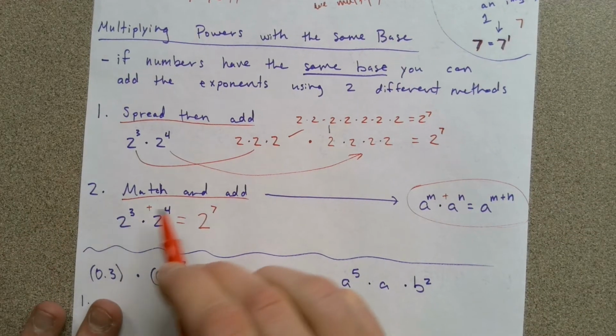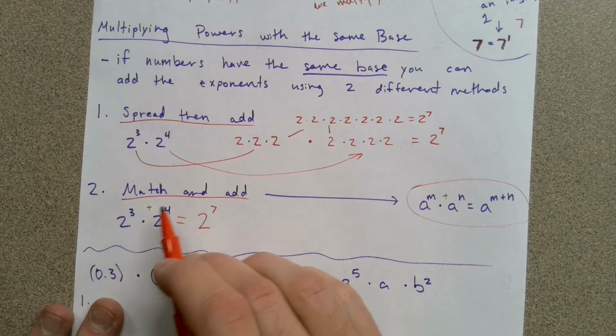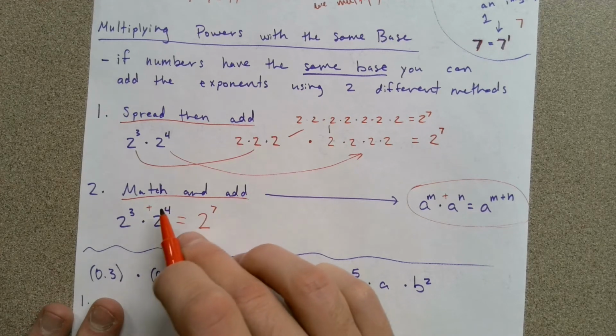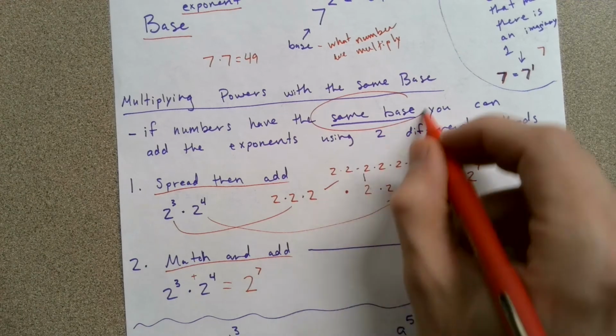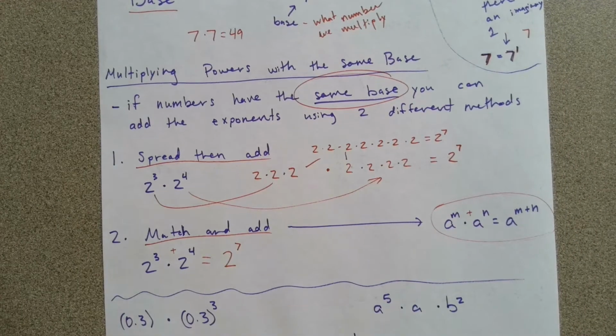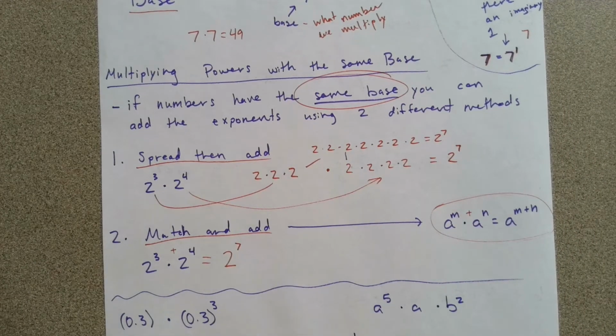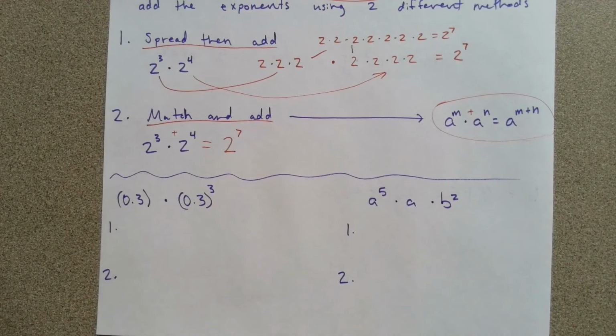You can take these exponents when you're multiplying, and you can just add them together. If they have the same base, you can just add them together. The key is they have to have that same base. If they don't have the same base, you can't do this.